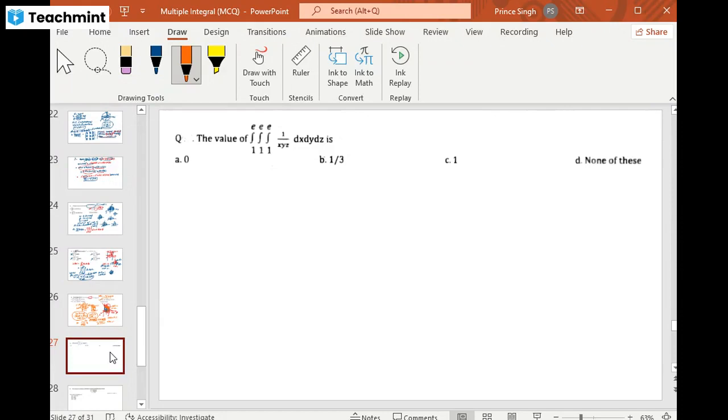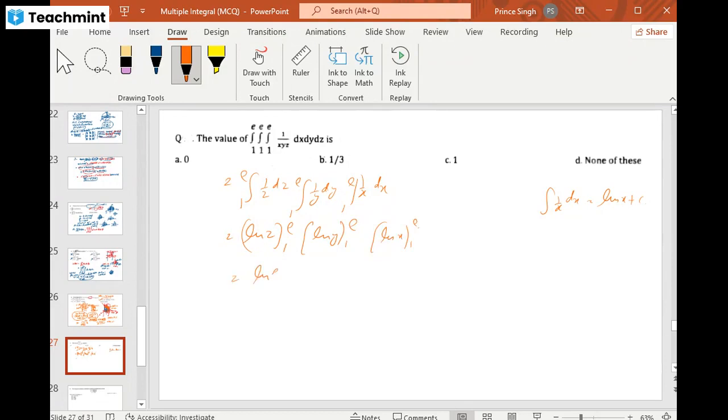Now here we want to evaluate the integral of 1 upon xyz, where the limits of integration are constant. And I told you if the limits of integration are constant, we simply separate the integral: 1 upon z dz, 1 upon y dy, 1 upon x dx. And we know that the integral of 1 upon x dx is log of x. So we use this property. This is log of z with the limit 1 to e, log of y with the limit 1 to e, log of x with the limit 1 to e.